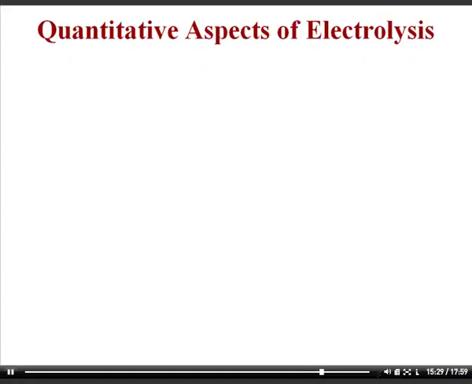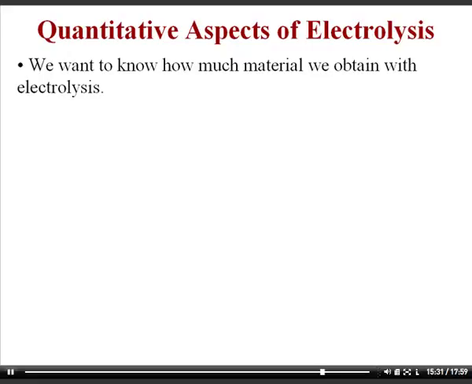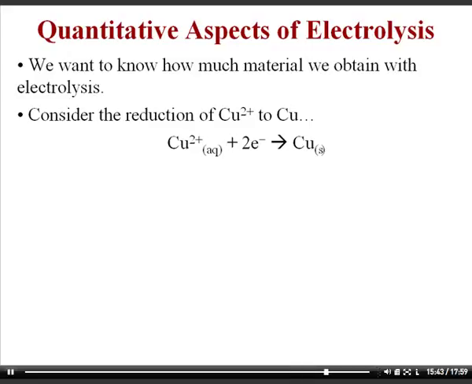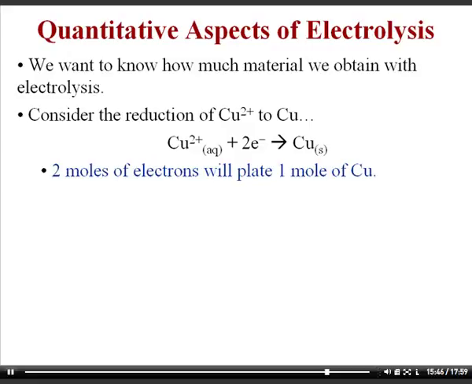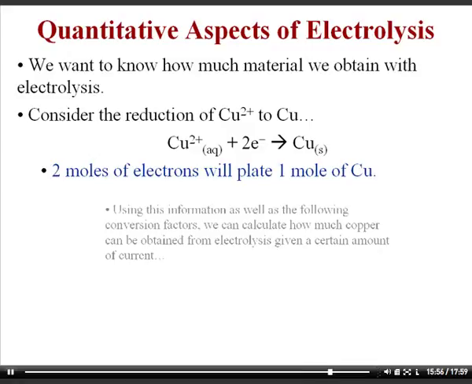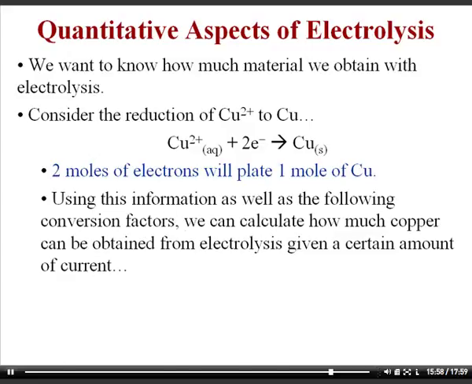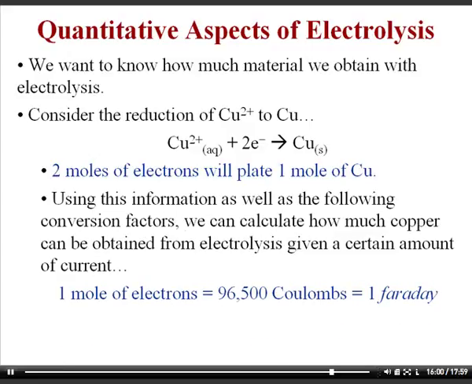Now there's a quantitative aspect of electrolysis that you have to calculate. This is going to be the last little topic of the chapter. So if you want to know how much material you can transfer from the anode to the cathode, you have to do a conversion. So we're going to consider the reduction of copper ions into pure copper. Now, you can clearly see from the formula that in order to change copper ions into pure copper, you have to use 2 moles of electrons. So 2 moles of electrons will actually plate out 1 mole of copper. So using this information as well as the following conversion factors, you can calculate how much copper will be plated after a certain amount of time given a certain amount of current.